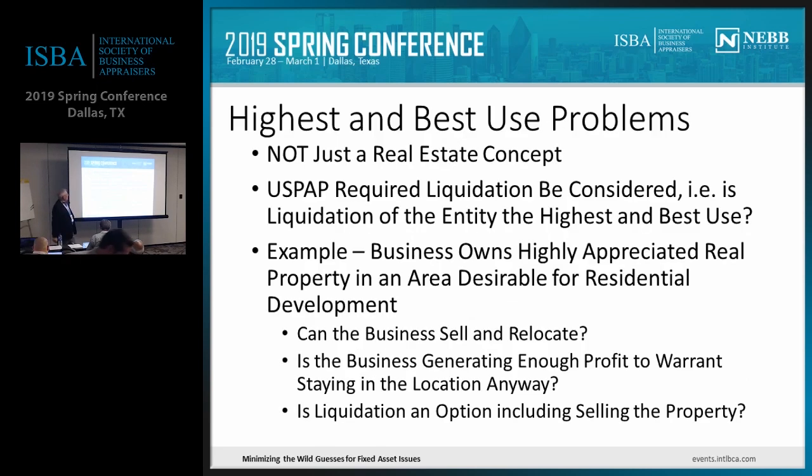Okay, we better move along, or we're going to run out of time. Highest and best use, we've talked a little bit about this. It's not just a real estate concept. We mentioned USPAP requires you to consider liquidation of the entity, this is for BV people, as the highest and best use. If you're compliant with USPAP, you have considered whether you are going to liquidate it or not. And we've talked about these kinds of examples. The company could be worth a lot more, the real estate that's owned could be worth a lot more, and so forth.